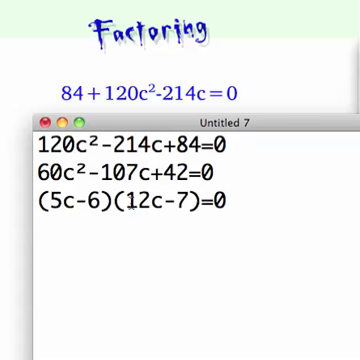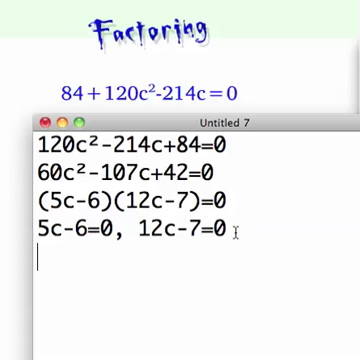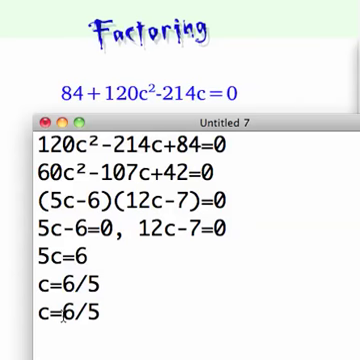Okay, so that is equal to 0, and I'm just going to rewrite each of these being equal to 0. Okay, and then I'm just going to solve for C in each case. So C, if I add 6 to both sides, 5C is equal to 6, and if I divide both sides by 5, I get C is equal to 6 over 5, and then that gives me 1 and 1/5.